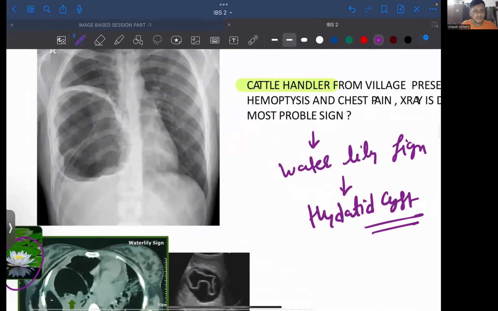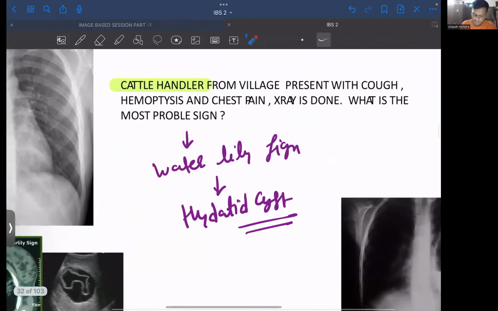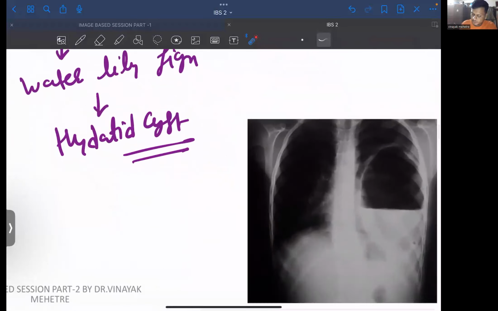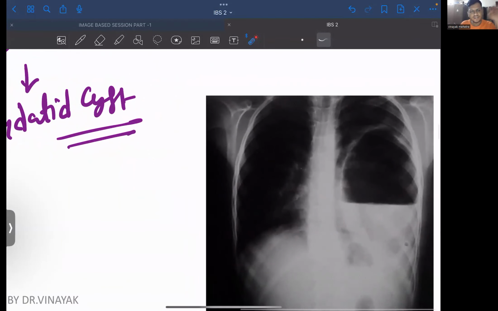Actually it is not visible. I know that you are looking here, but nothing is visible. But wherever you get a question on hydatid cyst, they will mention cattle handler, animal handler or farmer. They will write that inside. That is the hint which you need to catch on. Now do not get confused between water lily sign and lung abscess.